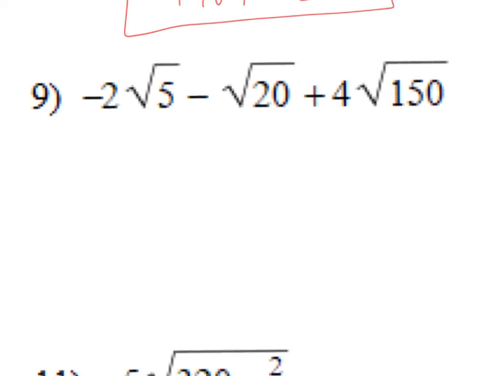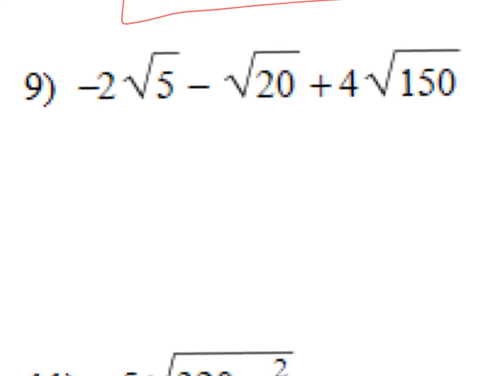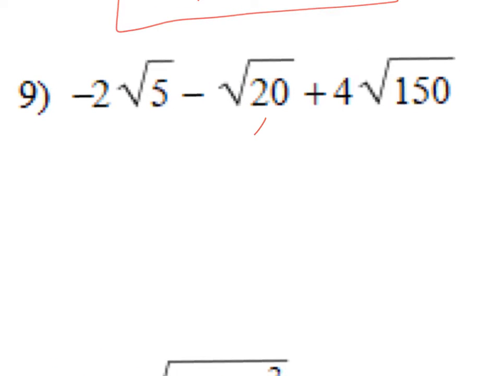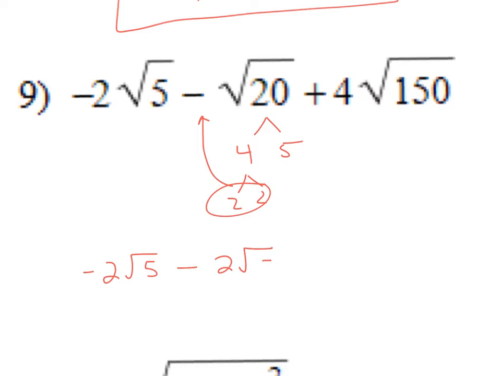Okay, next one here. All right, square root of 5 is good, so let's go ahead and break down this 20. So it'll go to 4 and 5, and then the 4 will go to 2 and 2. So the 2's are going to pair up and move out. So right now I have negative 2 root 5 minus 2 root 5.